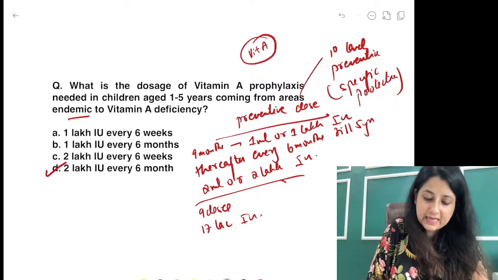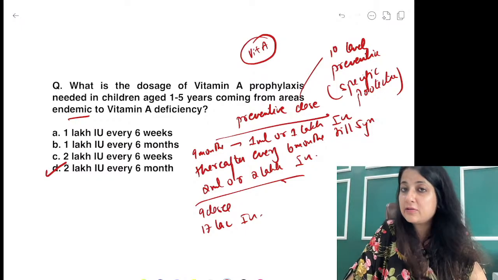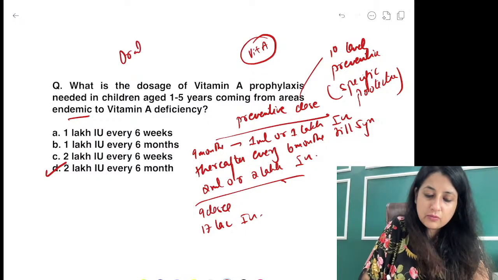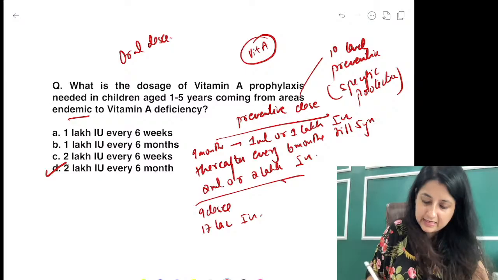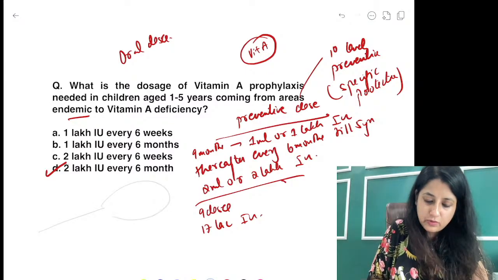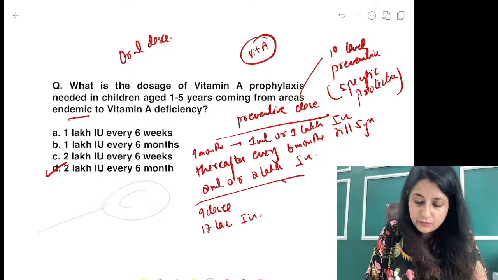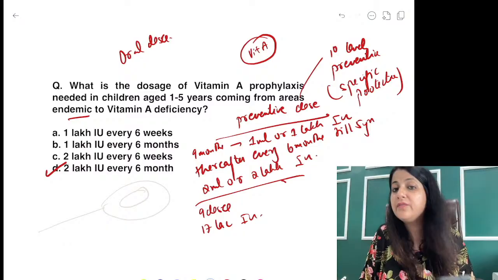2 lakh international unit every 6 months. These are all oral doses, and in the exam you can get a white color spoon like this, and they will ask you this delivers, this is used to give which vitamin.